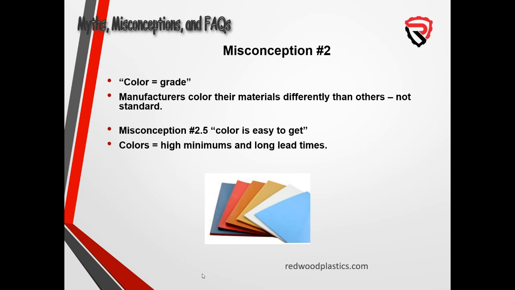Well, that's not possible. And why is it not possible? Well, you can get colors for many plastics, but the manufacturers often have high minimums, anywhere from 10 sheets, say 4 foot by 10 foot, upwards of 5,000, 10,000 pounds of material minimum run to get colors. So colors on industrial or performance plastics are not easy to procure.